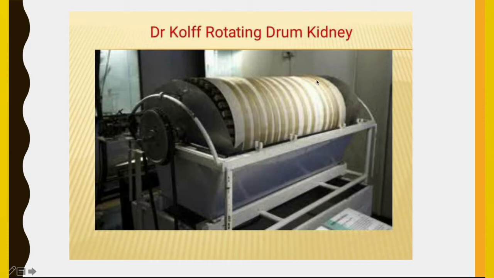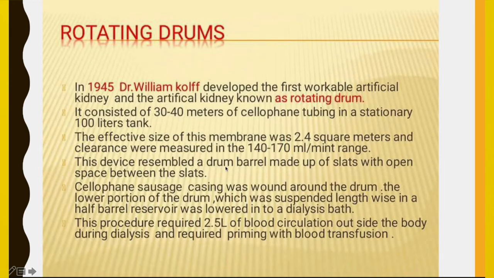So we can see here also that it somehow looked like a barrel with these slates in which there is some spacing. This is what this line states. Next, the cellophane sausage casing was wound around the drum. So here the cellophane was wound, that is wrapped around the drum.